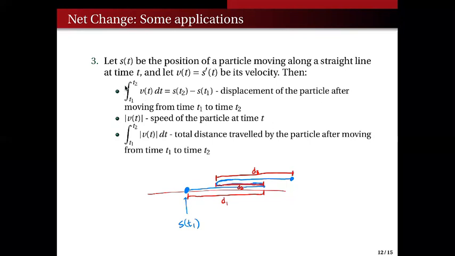Compared to this, the displacement. The displacement is just from your initial point up to this terminal point. So if you calculate this distance here, that's the displacement.